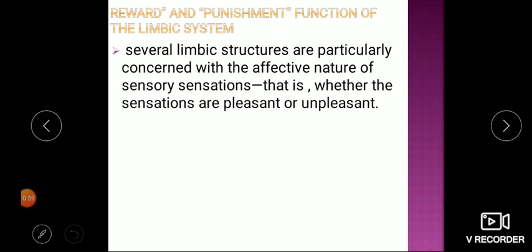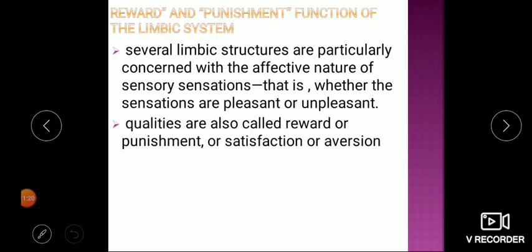So that is a reward, which promotes the learning process. Vice versa, suppose a baby is going towards an object, suddenly touches it and takes the hand back. It was a hot object, so he gets pain. That is a sort of punishment, so he learns that next time I should not touch such objects because they give pain. So reward and punishment play a very important role in learning. So these qualities are also called reward or punishment, or satisfaction or aversion.